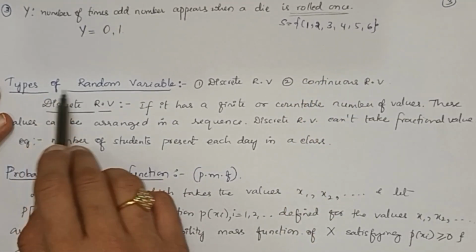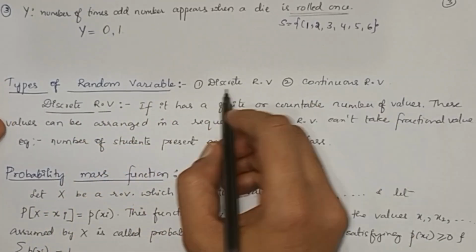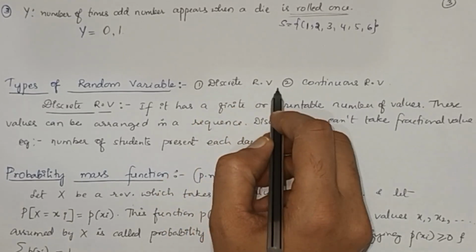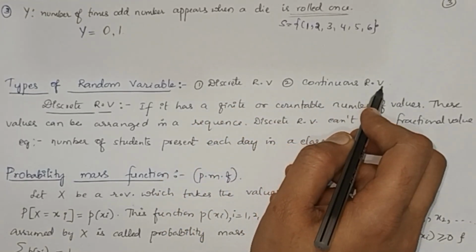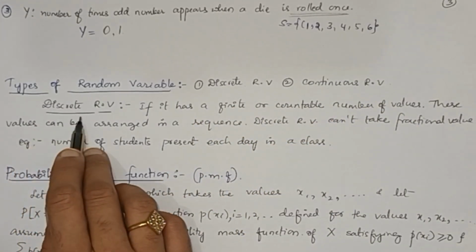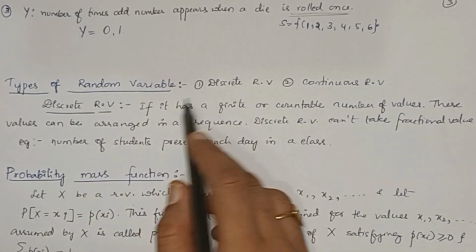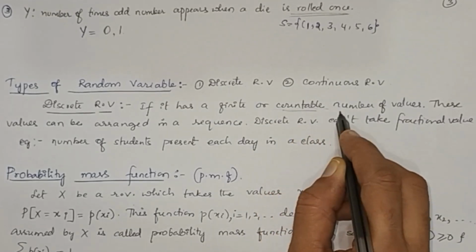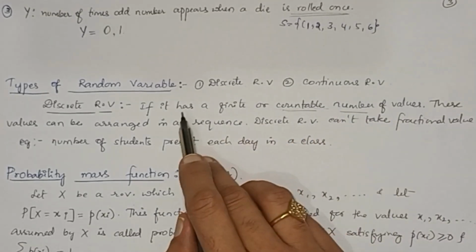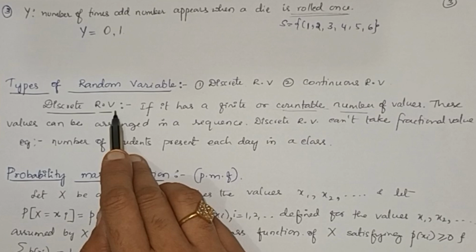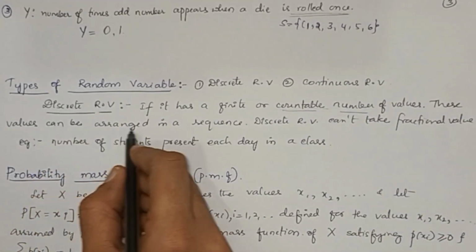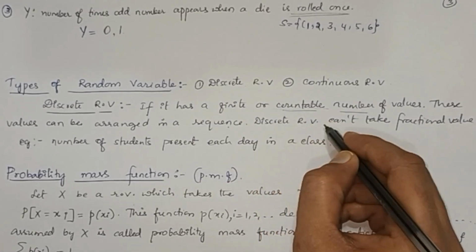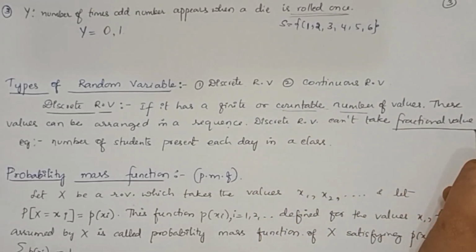Now what are the types of random variables? There are two types of random variables. One is the discrete random variable and the other is the continuous random variable. What is a discrete random variable? If the random variable has a finite or countable number of values, then we call that variable a discrete random variable. These values can be arranged in the form of a sequence, and discrete random variables cannot take fractional values.